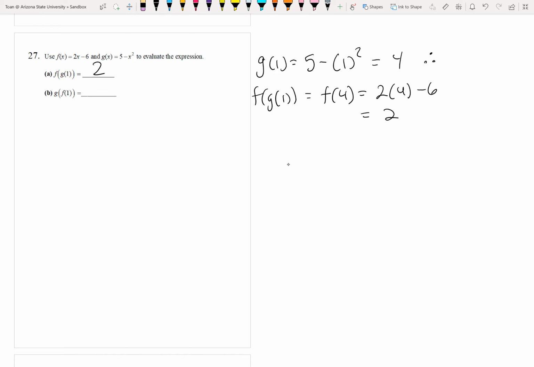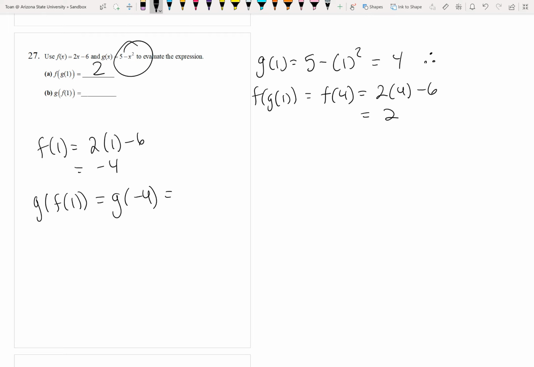And for letter B, just work backwards. I'm doing g of f of 1. So let's find f of 1 first. That's 2 times 1 minus 6, which is a negative 4. So g of f of 1 should be g of negative 4, which means take the g function and plug in a negative 4. That's 5 minus a negative 4 squared, 5 minus 16, which is a negative 11. Okay.